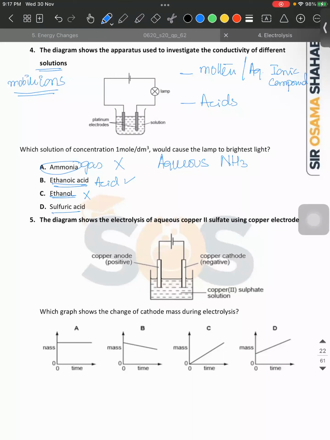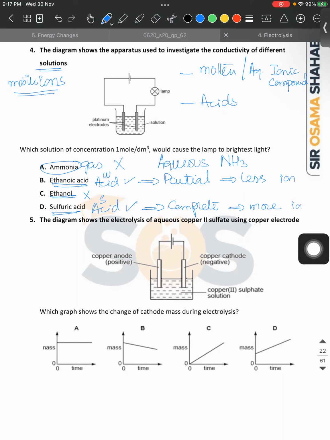But sulfuric acid is also an acid. We are having two acids right now, and we know that ethanoic acid is a weak acid. This is the weak acid, and this is the strong acid. And we know that weak acids, what? They have partial dissociation, and over here we have complete dissociation. So here we have fewer ions, and here we have more ions. So when we have more ions, there will be more electricity to conduct, and when there are fewer ions, there will be less electricity to conduct. So the right answer will be D. Very good, many of you, right?